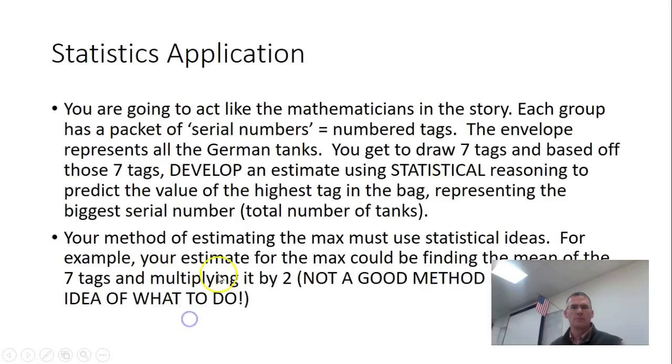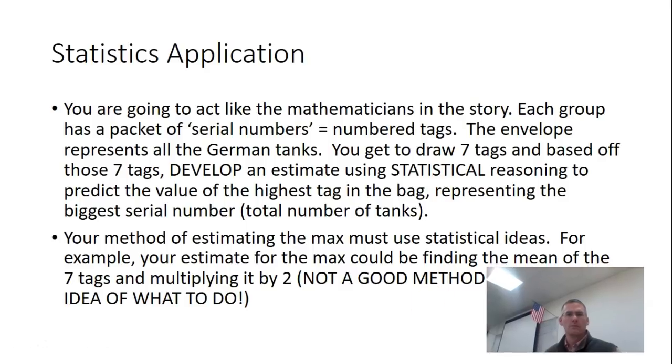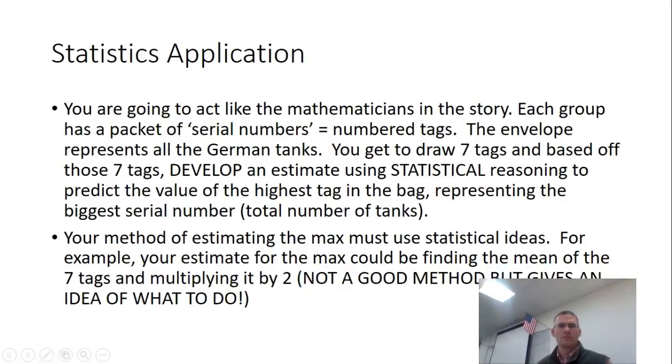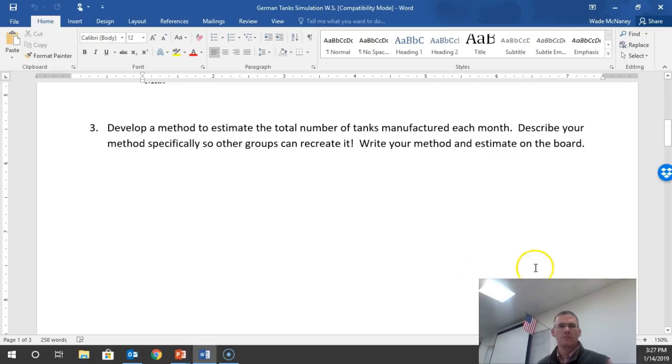For example, you could say, I'm going to take whatever the maximum is from my sample, and I'm going to multiply it by 2, and that's how many total tanks they had. So I drew in my envelope, I got a maximum of 200, so that means the maximum number of tags in the envelope should be 400. By the way, that's not a very good method, but I wanted to give you an idea of what you are doing on this step right here.